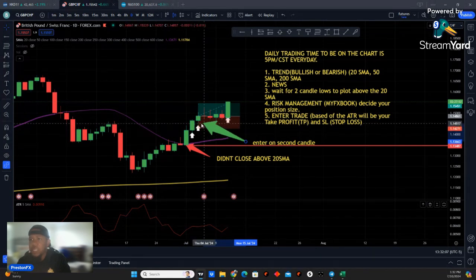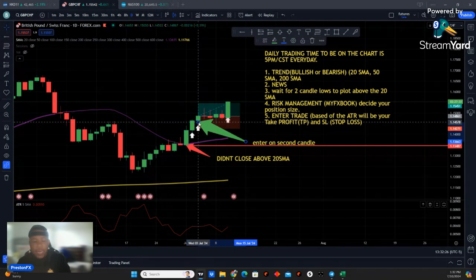Now, since this pair actually still traded during July 4th, because this is GBP/CHF, it still had some trading going on. I wouldn't say it's too much volume, but there was some trading. So enter right here. You could have entered that afternoon, the Asian session, before the 4th took place.